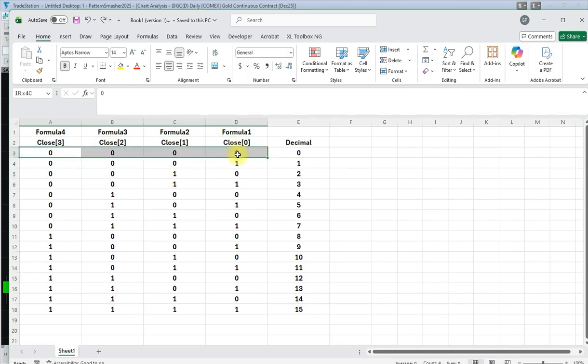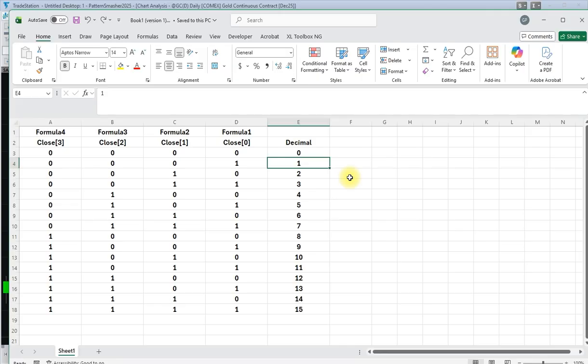4 down closes in a row. The decimal equivalent to that is 0. This is the binary representation of 4 down closes in a row. Decimal 1, which is pattern 1, means that today's close was up, and the prior days' closes were down, down, and down. So that's pattern 1.